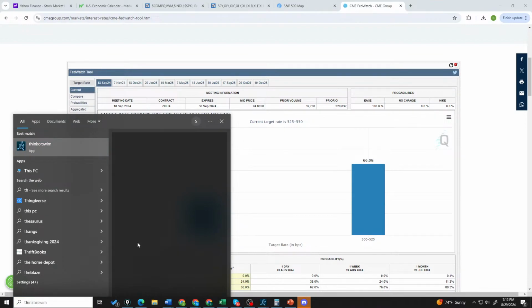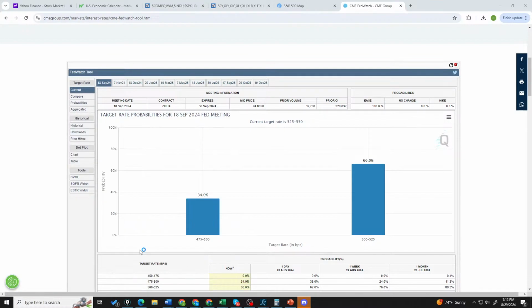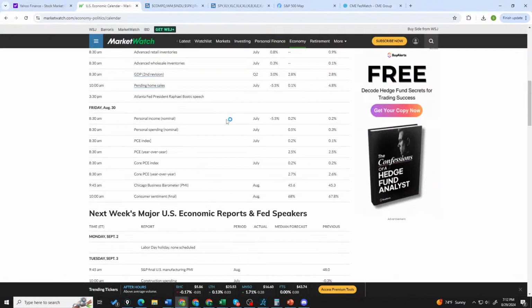Okay, sorry, I'm going to get this other application up here. Trying to make sure everything's working. Okay. What else do we have? Income and spending, no expectation there either.